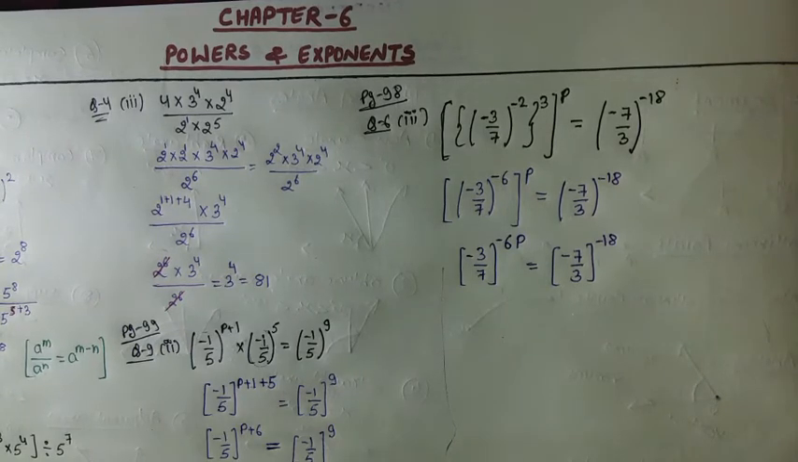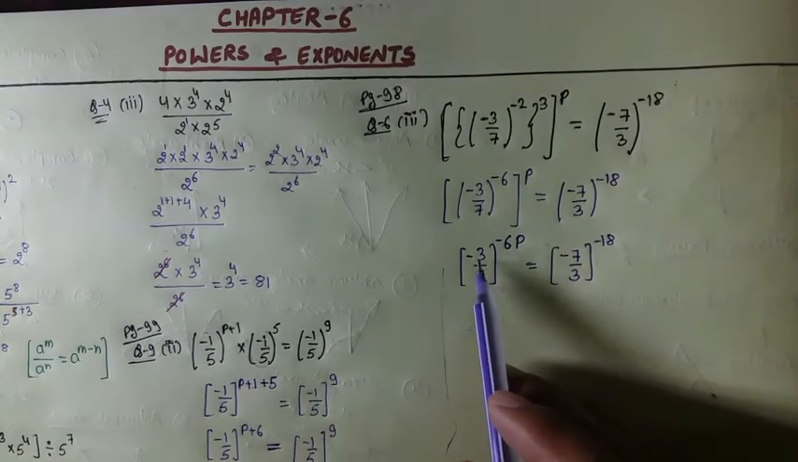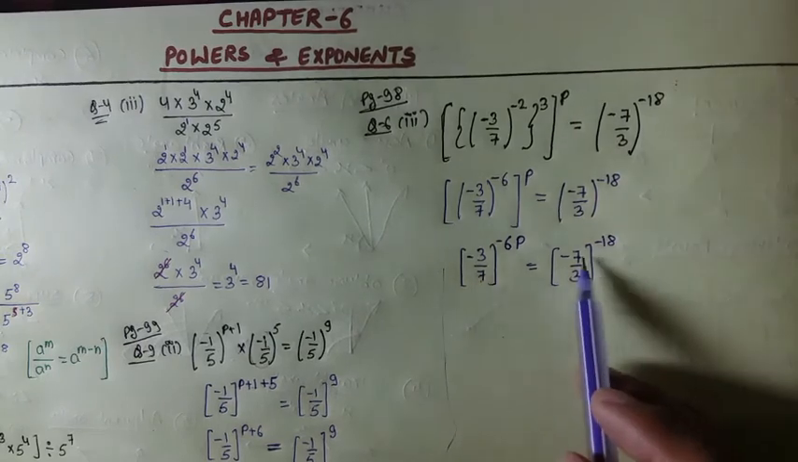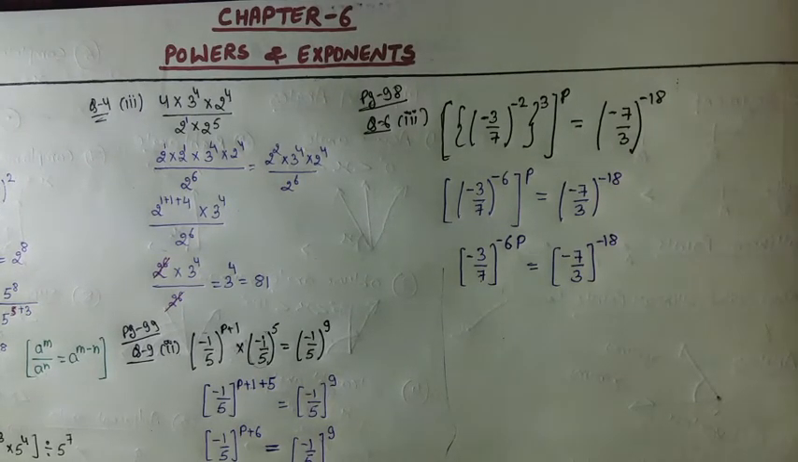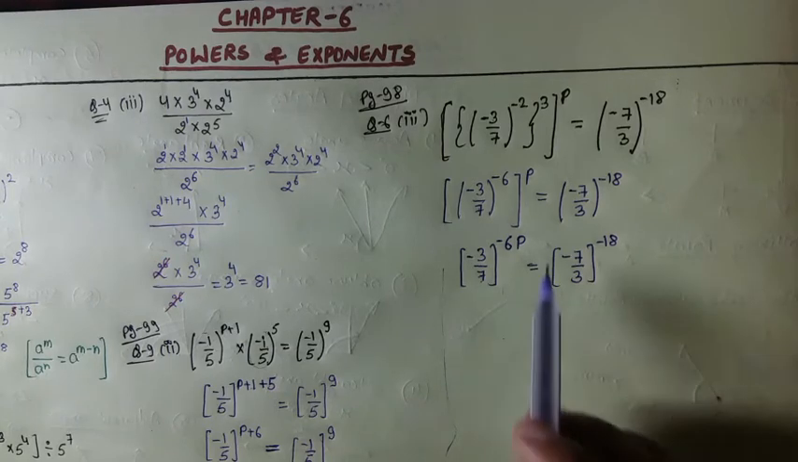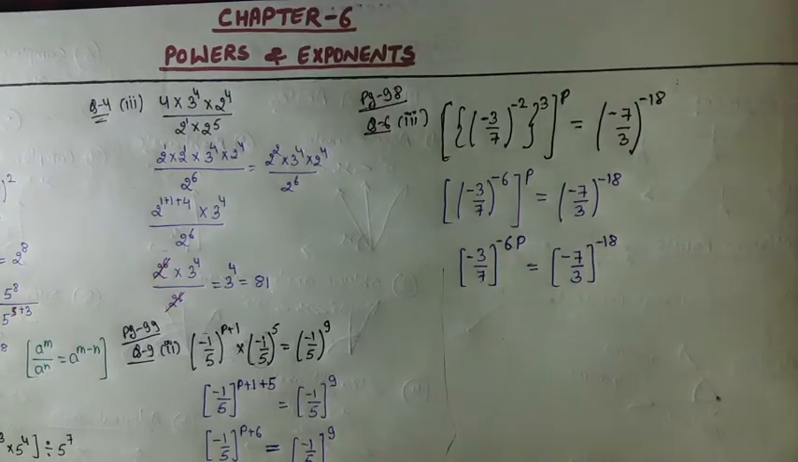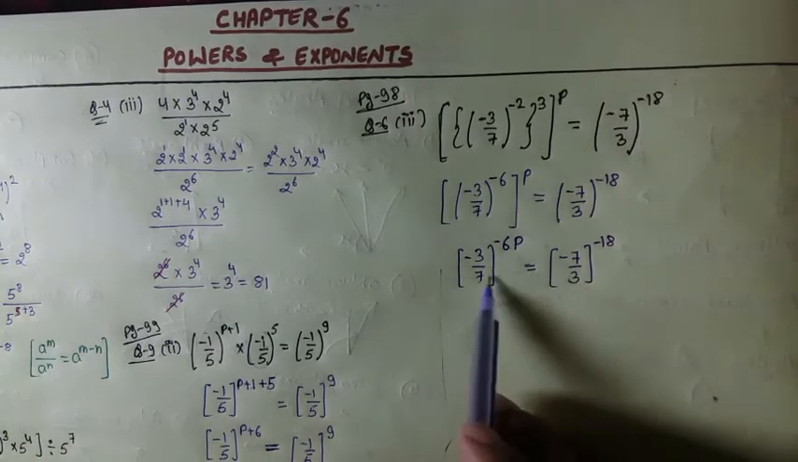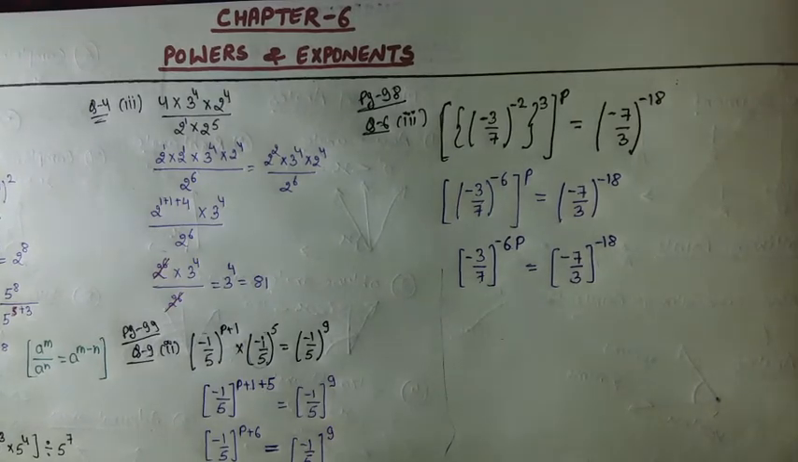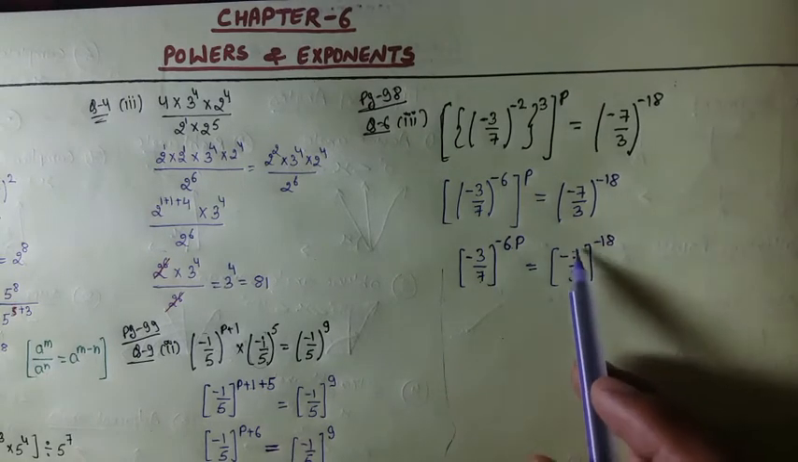Now the difference over here is this is -3/7 and this is -7/3. यहाँ पर बेस डिफरेंट है, सेम नहीं है. So we cannot say that these powers are equal. हम डायरेक्टली कंपेयर नहीं कर सकते हैं कि ये पावर्स इक्वल हैं. So can we make the base same? क्या हम बेस को सेम बना सकते हैं कुछ करके? कैसे? Yes, very good. We can take the reciprocal of this.